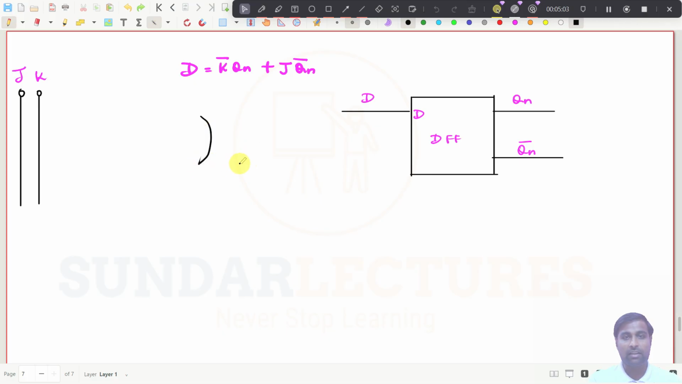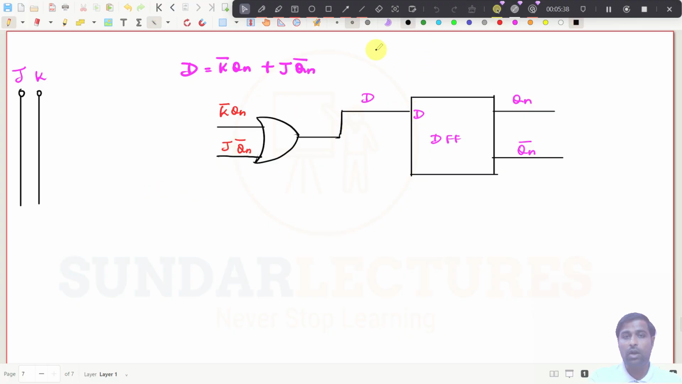Maybe I will move this one further. So this should be one OR gate, and that is going to be the input of the D, right? This is the input of D, and we have 2 inputs here, right? So one input and then the 2nd input. And what should be this input now? This input should be K bar Qn, and this input should be J Qn bar.